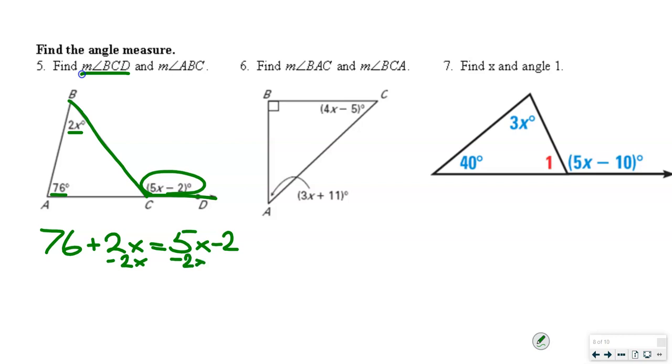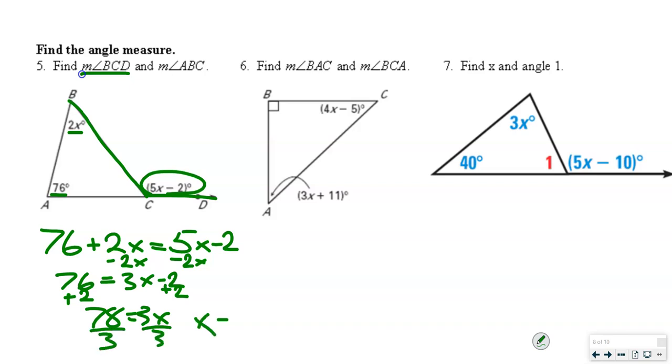So I'll subtract 2x on both sides. It gives me 76 equals 3x minus 2. Add that 2 to the other side. So 78 equals 3x, divided by 3. And x will equal 26.